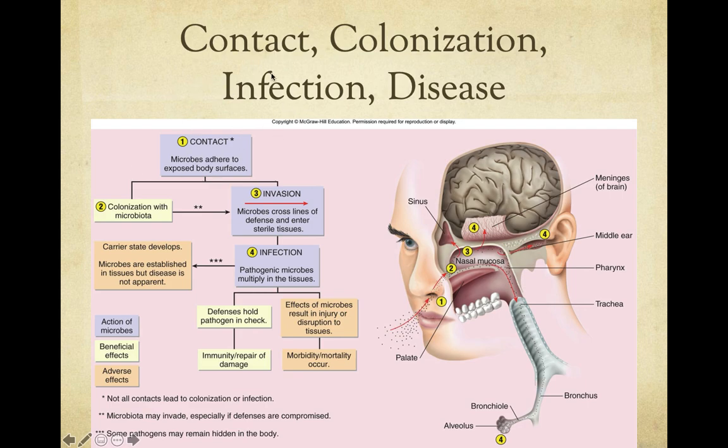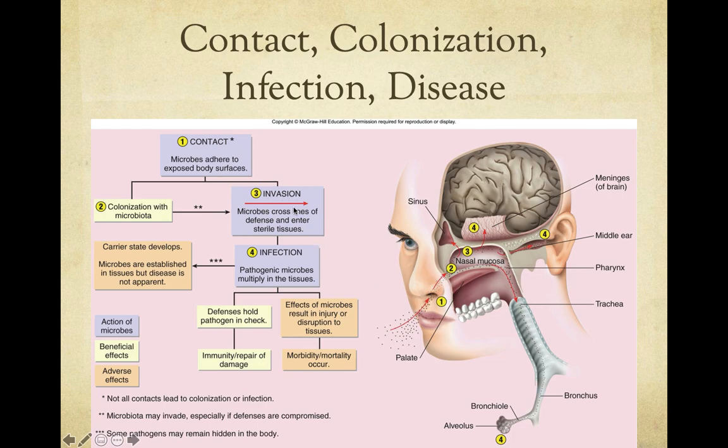So step number one is contact. The microbes have to be able to come in contact with you, some sort of exposed body surface, so things that aren't covered with, say, a mask or your clothes. They're going to have to come in contact with some sort of exposed body surface, usually the nose, mouth, ears, respiratory tracts. Then the bacteria, the microbe, is going to colonize that area that it invades. So it gets inside of your body, and then it has to colonize. It has to be able to set up shop. It has to be able to grow, and it has to be able to divide inside of your body.